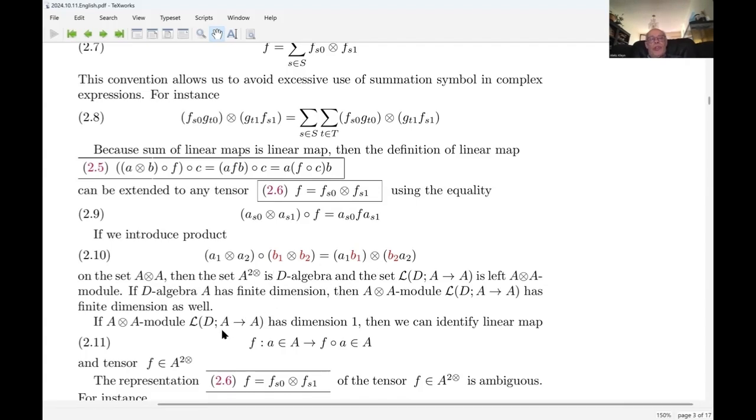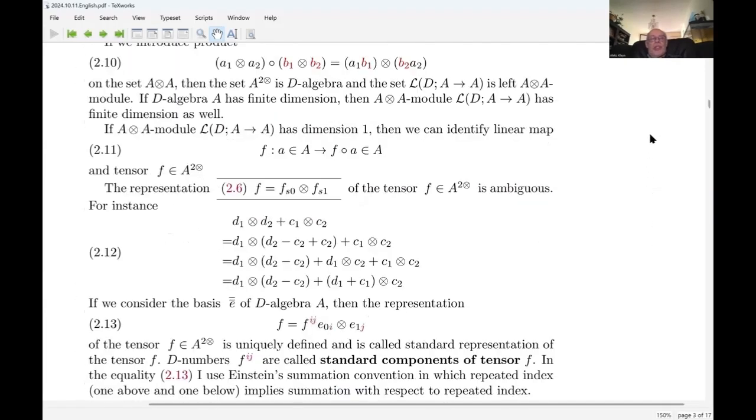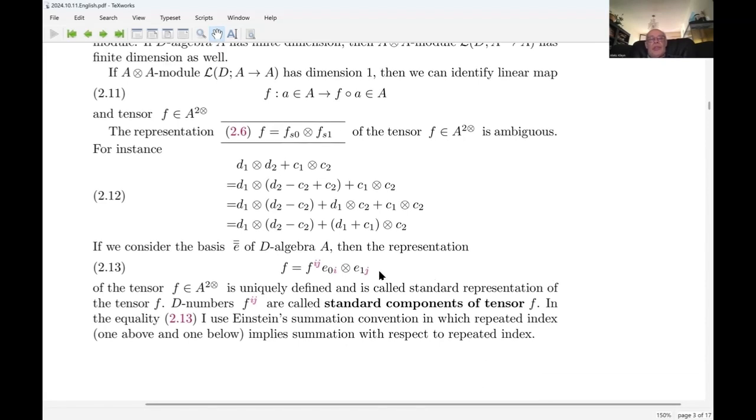If the module of linear maps of algebra A has dimension 1, then we can identify a linear map 2.11 and tensor f from the tensor square of algebra A. The representation 2.6 of tensor f is ambiguous. For instance, in equality 2.12, you can see different representations of the same tensor. If we consider the basis e of the algebra A, then the representation 2.13 of the tensor f is uniquely defined and is called the standard representation of the tensor f.